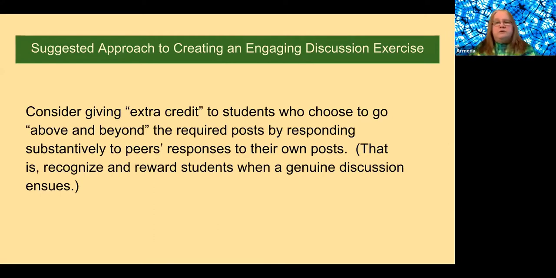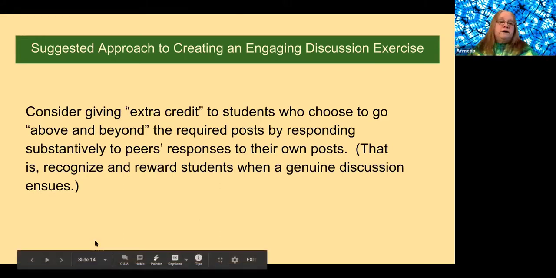Those little extra credit points mean so much to students because it shows that you're recognizing them, that you're saying, hey, you know what? You're doing a great job here, keep at it, kind of that rah, rah, rah thing. So that would be an extra credit type of thing that I would tend to do.